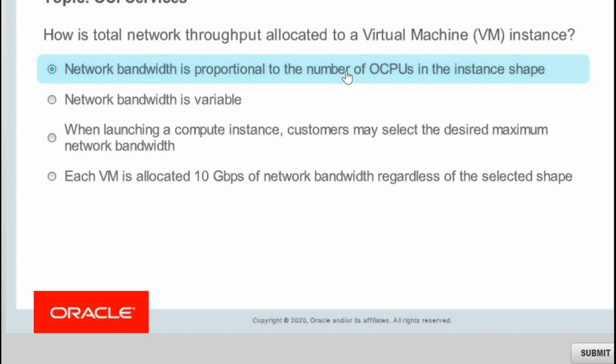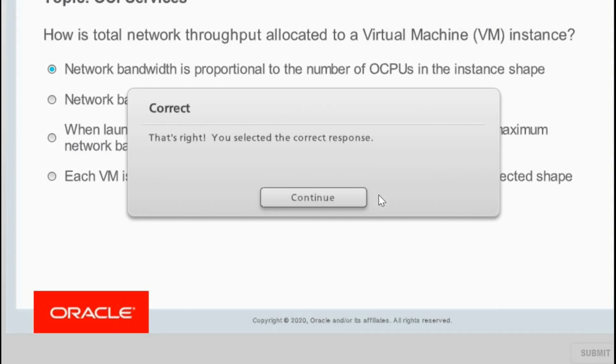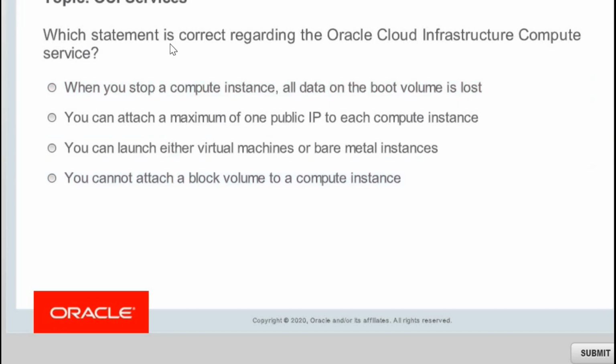So I choose option number one, my right answer, and I click on the submit button. Let's see what it says about my answer. Is it right or not? So guys, this is also right. So remember, in OCI, whatever shape you choose, you get a network bandwidth totally proportional to it. So I press continue. Which statement is correct regarding the Oracle Cloud Infrastructure Compute Service?